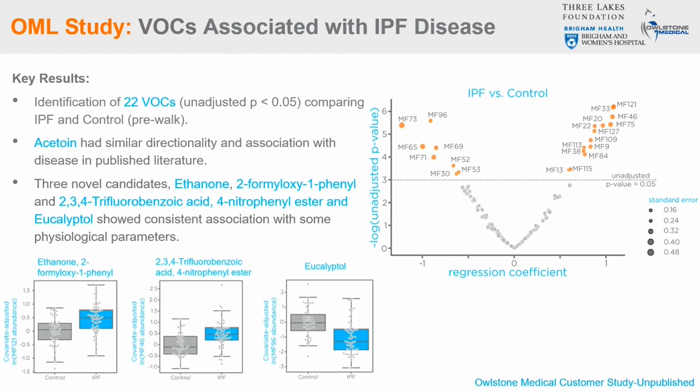Eucalyptol is commonly used as a flavoring agent and is a monoterpene which we have confirmed as an on-breath compound. Eucalyptol was found negatively associated with IPF.